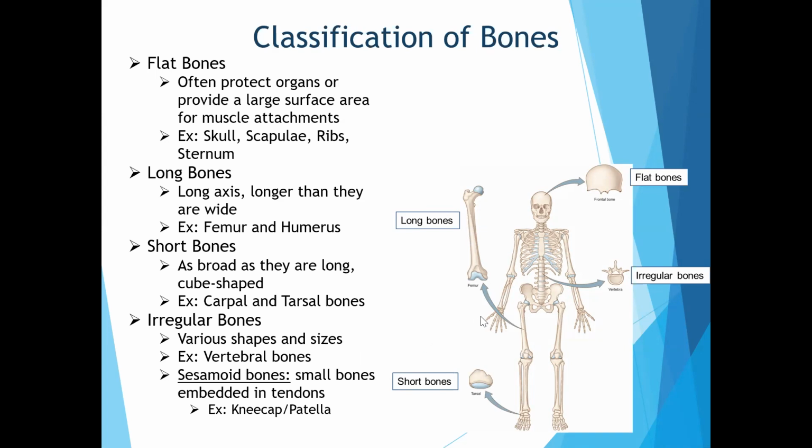And then you have irregular bones, which don't really fit into one of these other categories. So something like your vertebrae don't quite fit into a category, and they just have kind of various shapes and sizes. So there's no real defining characteristic other than the fact that they don't fit into our first 3 categories. Kind of a subclassification of irregular bones are sesamoid bones. And so these are small bones that are embedded in tendons. Your kneecap is an example of this. It's embedded in between your quadriceps tendon and your patellar tendon. You also have sesamoid bones on the bottom of your foot that run kind of just proximal to your big toe.